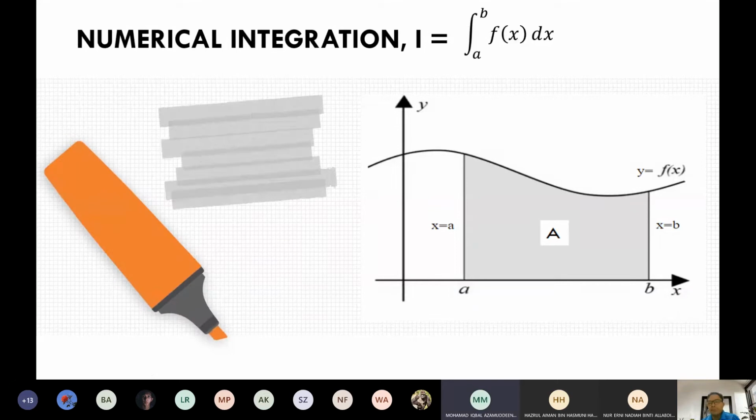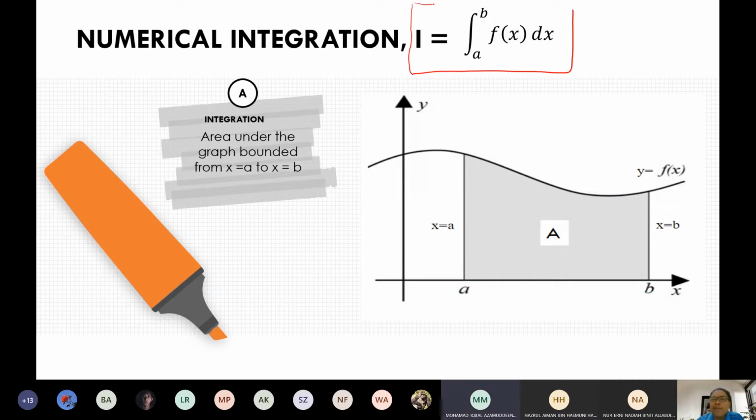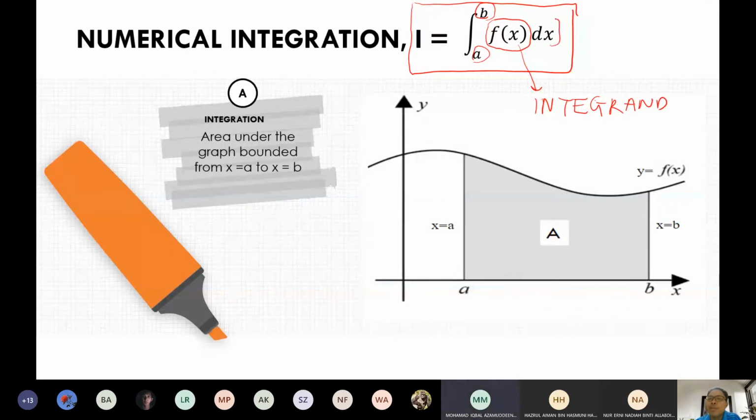Okay, as I said before, we have to know the definition of integration. Basically, most of you know about this. This is the definition of integration in mathematical equations, where you have the lower limit and upper limit, which are a and b. And you need a function here that you call the integrand, a function that you will integrate with respect to your variable, which in this case is x.